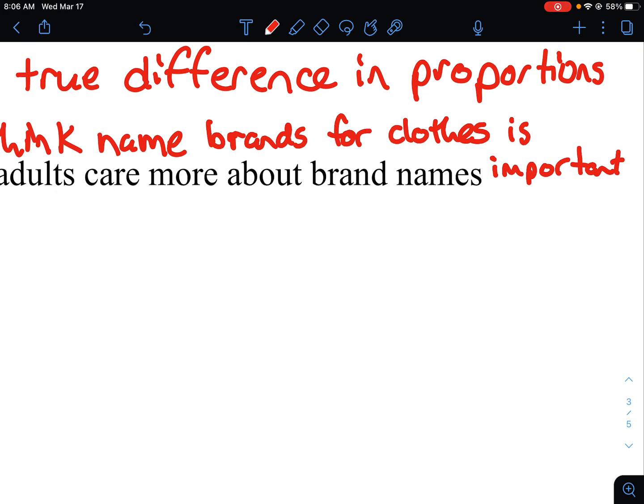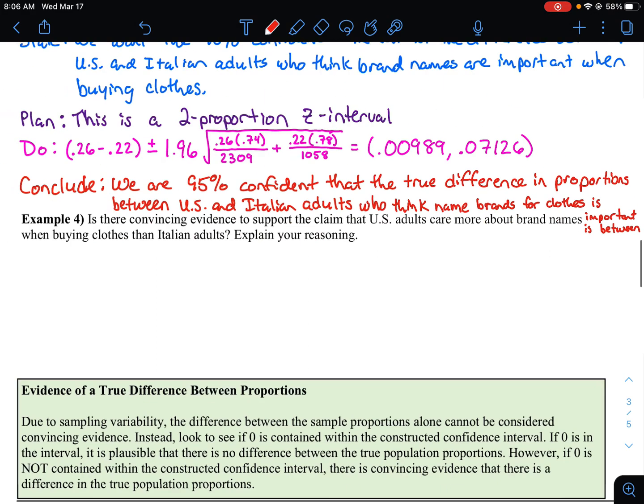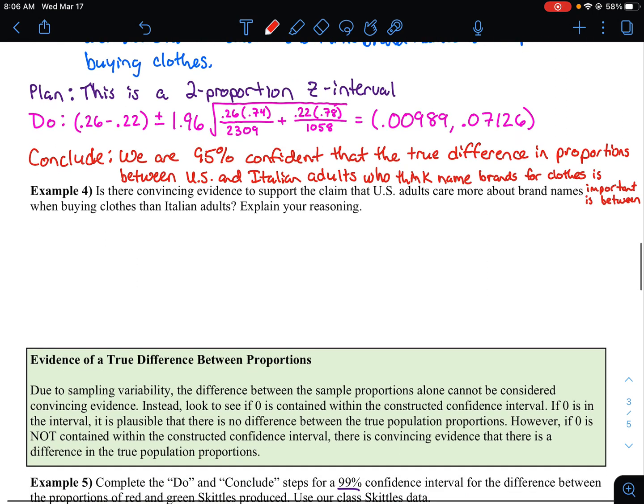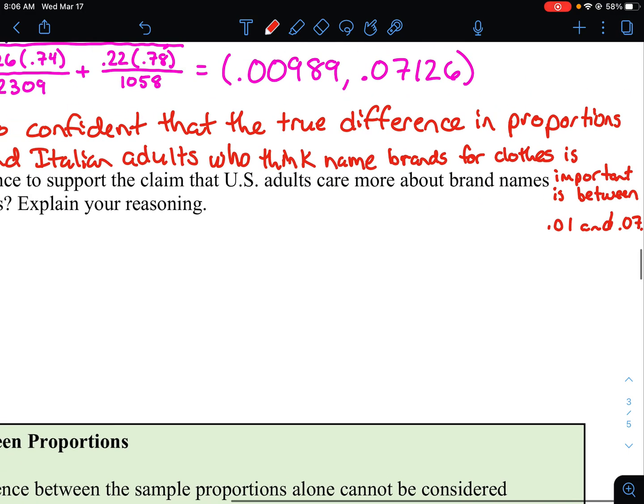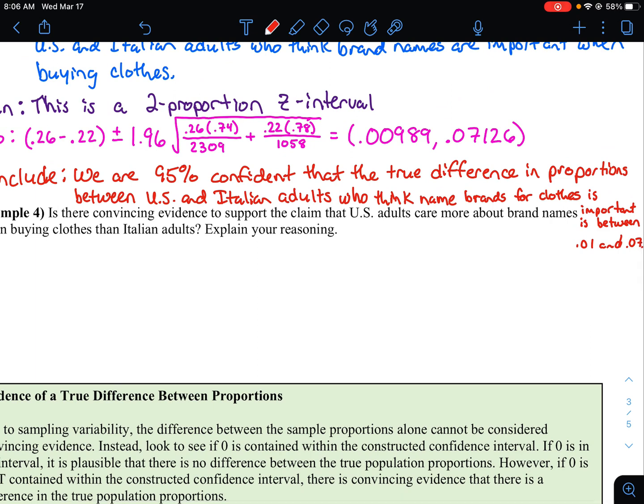Running out of room here. Is between 0.00, and we'll just shorten this up, 0.01 and 0.07. Okay. So essentially, the difference is anywhere from 1 to 7%, or we're 95% confident that it is.